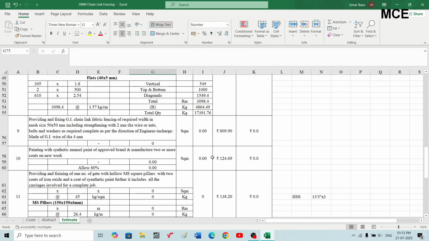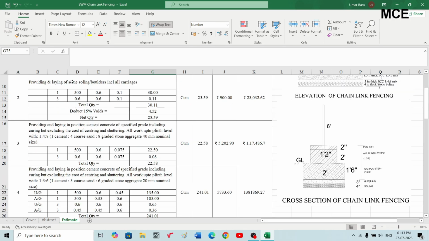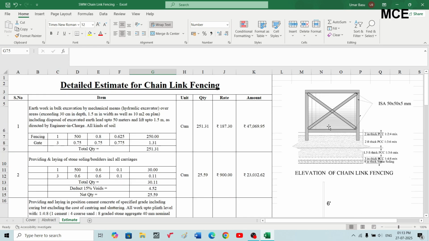Okay, the next item which we have to use is providing and fixing GI galvanized iron chain link fabric fencing of required width in mesh size of 50 into 50, which will include strengthening with 2 dia wires or nuts. Okay, and it is required as per the direction of engineer in charge, and this wire is made with a dia of 4. You have to fix the chain link fencing in the panels, that is on these diagonals, and attach it to the vertical post and top and bottom runners.